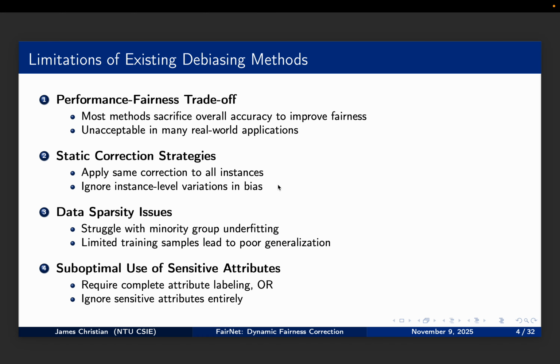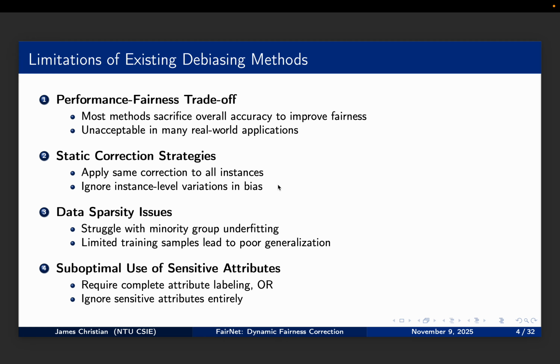Existing debiasing methods have several limitations. First, there is a performance fairness trade-off. Most methods sacrifice overall accuracy to improve fairness, which is unacceptable in many real-world applications. Second, they use static correction strategies. They apply the same correction to all instances and ignore instance-level variations in bias.